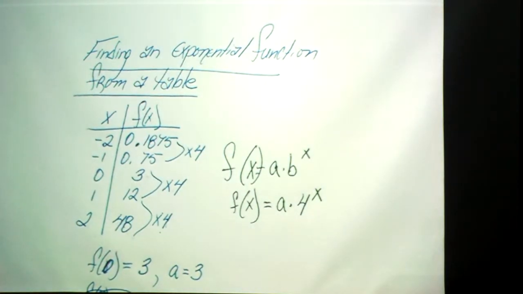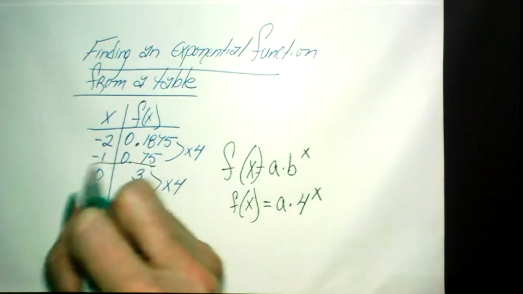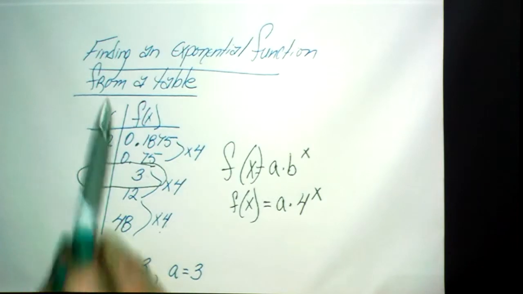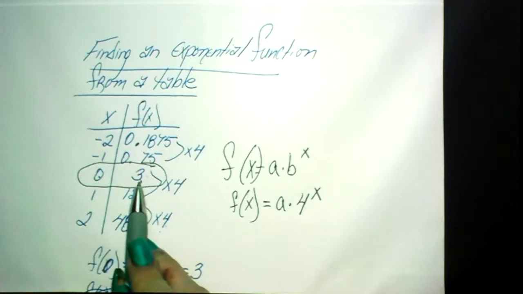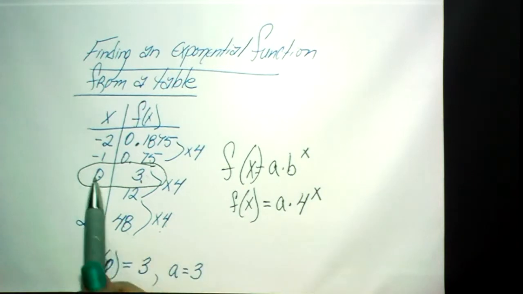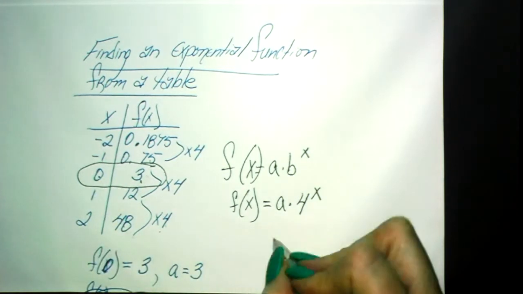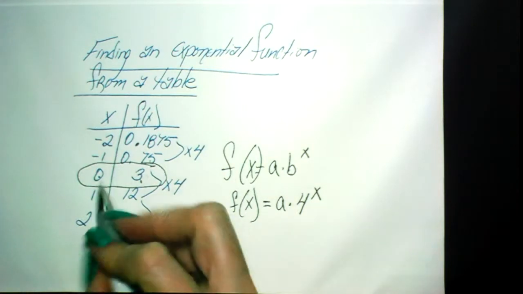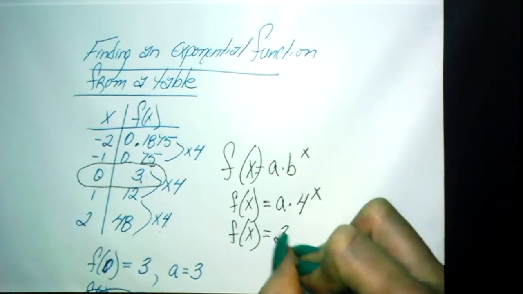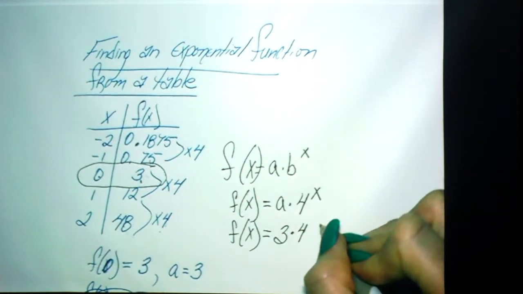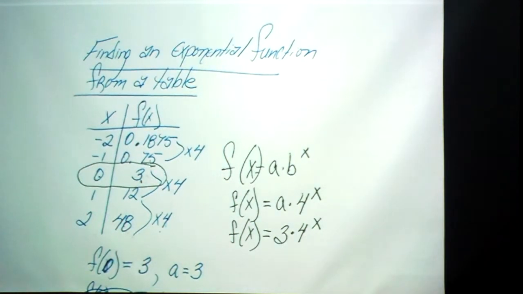Now, the simple way of finding your initial value, or your a, is to just go and look at the table and find when your x is 0, what is your function. And in this case, when my x is 0, my function is 3. So if you know what your 0 value is, then that's your a. So since I know 0 is 3, I know now that my function is 3 times 4 raised to the x. Okay? That's evaluating when you have a table.